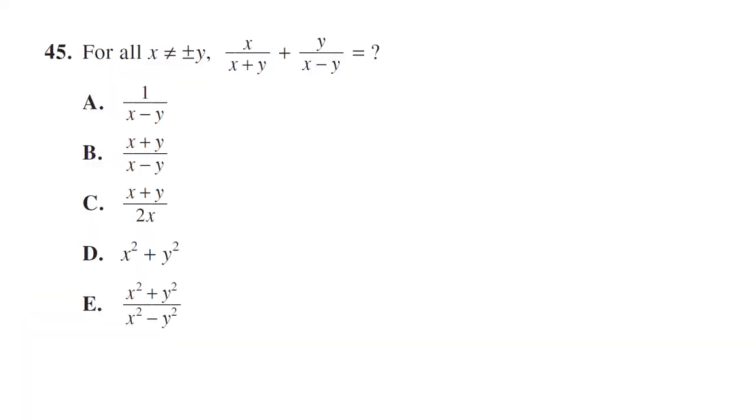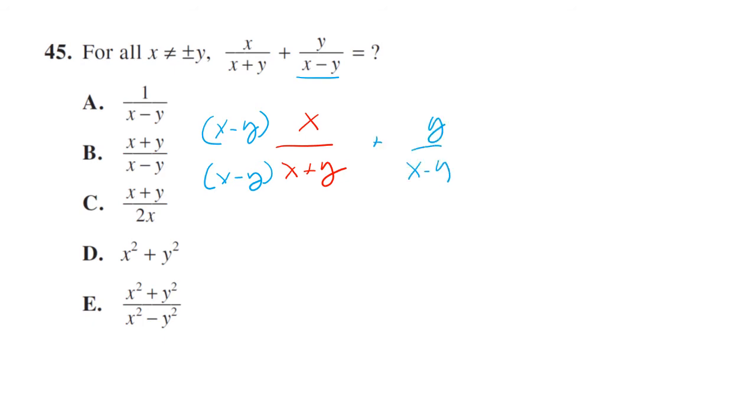Okay, for all x not equal to plus or minus y, what is this equivalent to? So you're getting a common denominator. So we're going to say x over x plus y, and we have to multiply the top and the bottom times x minus y. So x minus y, x minus y. We're going to do the top and the bottom for this side of the equation, and for our other side of the equation, plus y over x minus y, we have to get a common denominator, multiplying the top and bottom times x plus y.